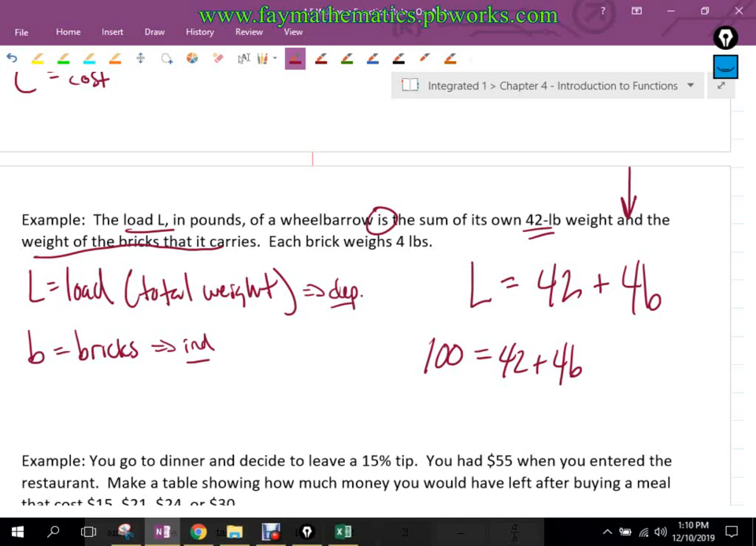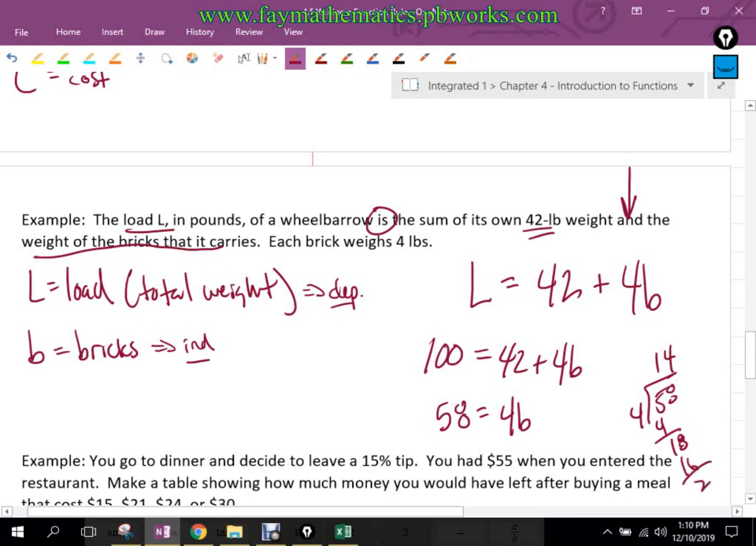So could this tell me then how many bricks I'm allowed to put in there? Okay. Can I subtract 42 from both sides? And that would give me 58, right? Okay. So now if I take 58 divided by 4, goes in one time, what am I left with? 18. So how many times is that 4 going to go in 18? 4. And that gives me 16, right? With a remainder of 2?